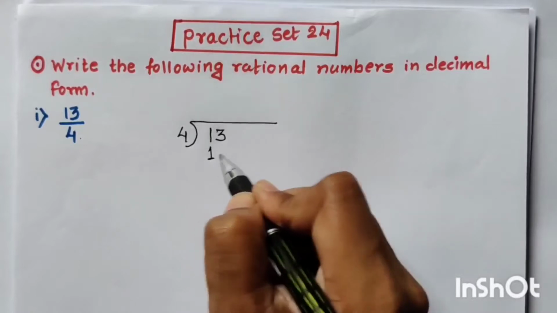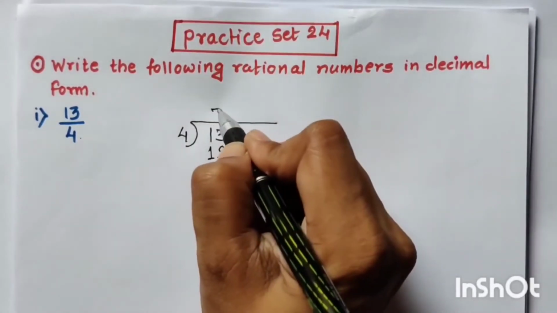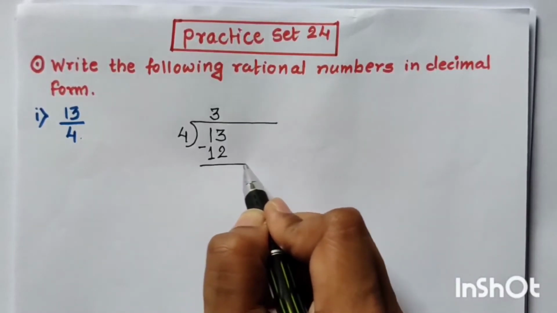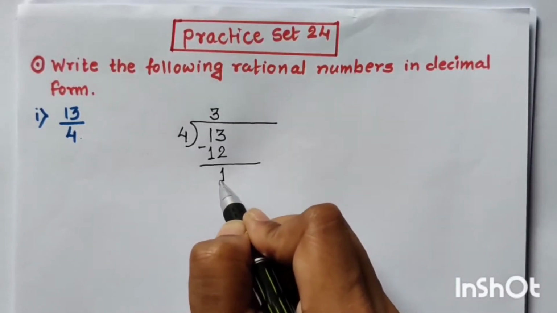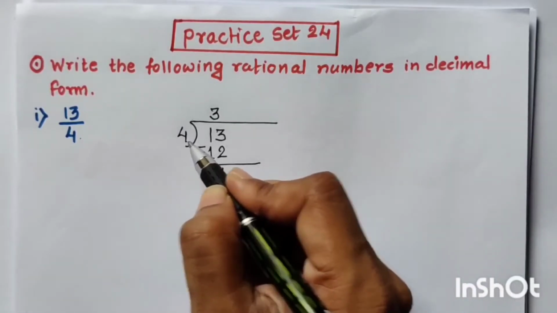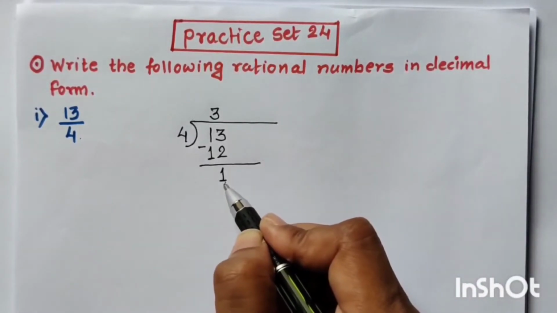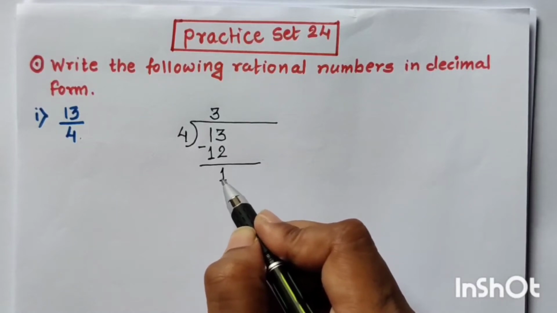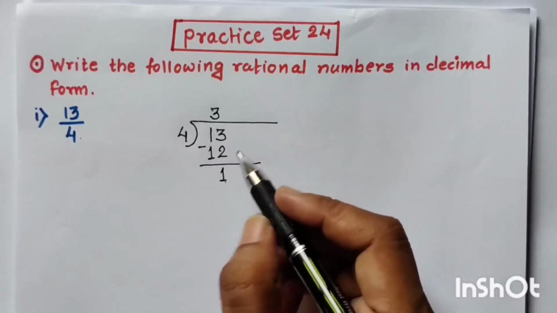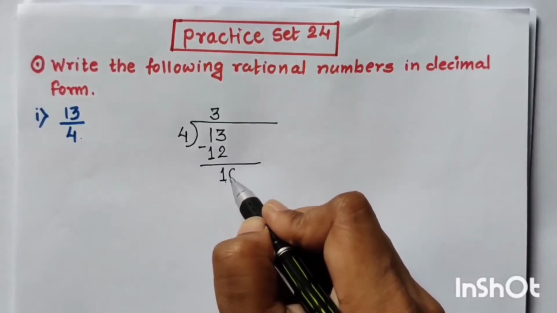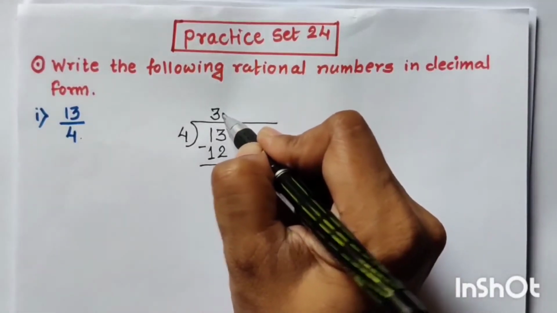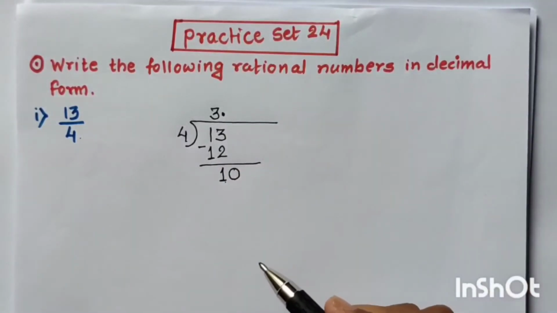4 3s are 12. We get 3 in the quotient. Subtract 13 minus 12, we get 1. Now this 1 is smaller than 4. The remainder is 1, but this remainder 1 is smaller than 4. So we will put 0 after this 1, and for this 0 we will put a decimal point in the quotient.